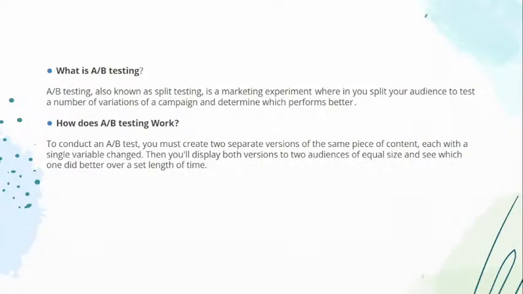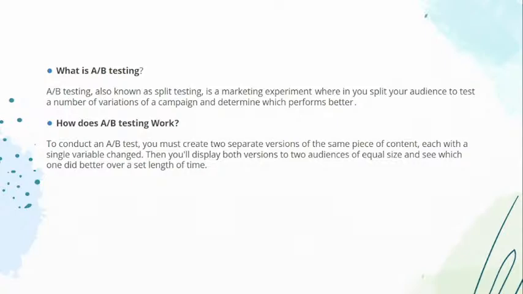So first of all, what is A/B testing? A/B testing is also known as split testing. It is a marketing experiment wherein you split your audience to test a number of variations of a campaign and determine which performs better. So, how exactly does A/B testing work?